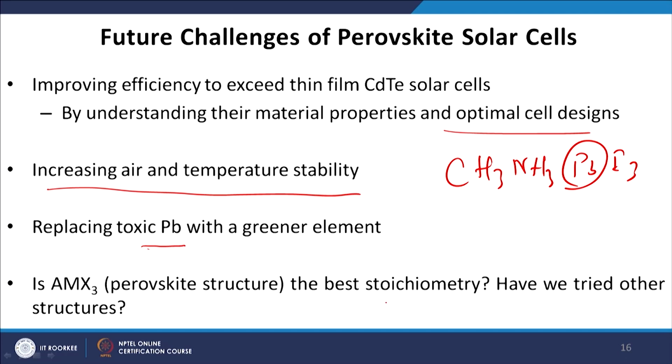One of the problems with the lead free perovskite is that their efficiency is not very high, although their stability is very high in comparison to the lead based device. So, the current challenge is to improve the lead free perovskite solar cells' efficiency. Finally, is the AMX3 perovskite structure the best stoichiometry? Have we tried other structures?